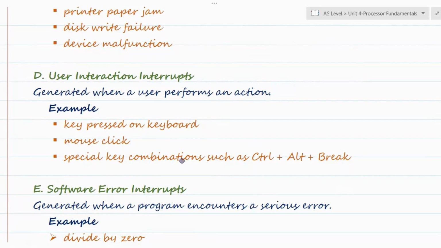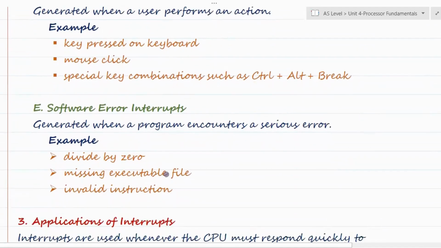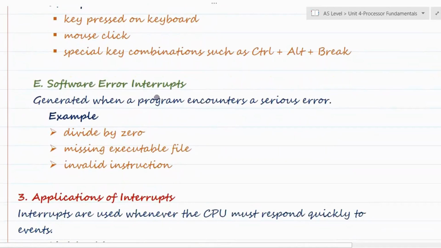Then we also have software error interrupts, and we have so many past paper questions based on this particular type of interrupt. Sometimes a running program encounters a serious error. In such cases, software interrupts are generated. For example, division by zero, a missing executable file, or an invalid instruction. These examples are extremely important from an examination perspective. Please remember.